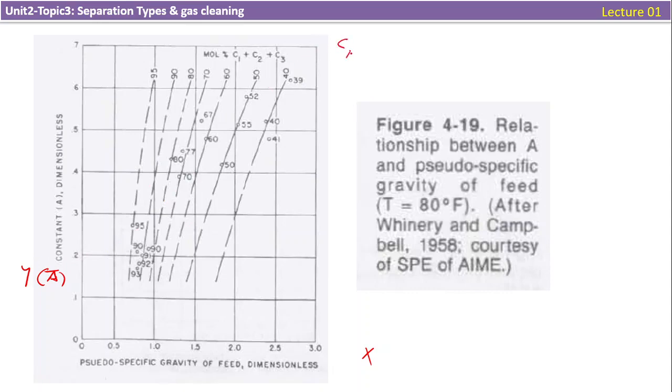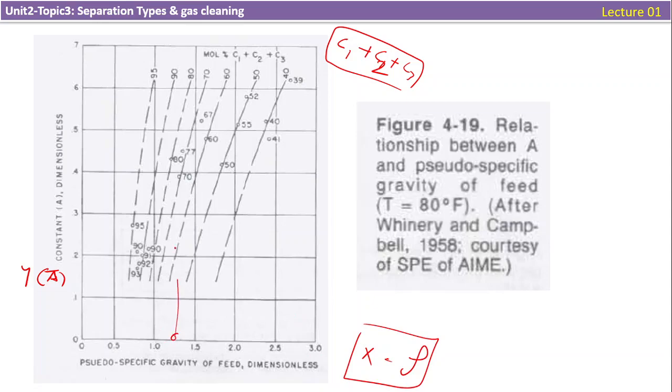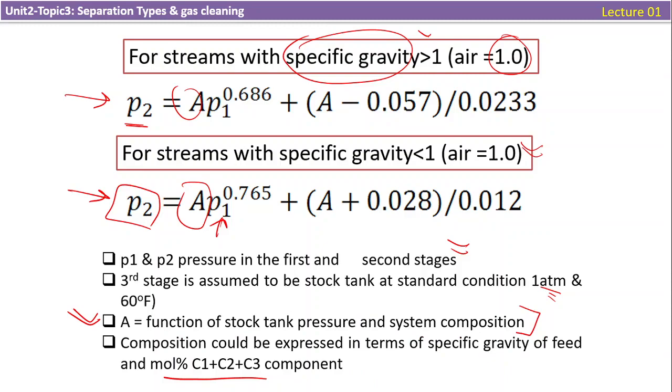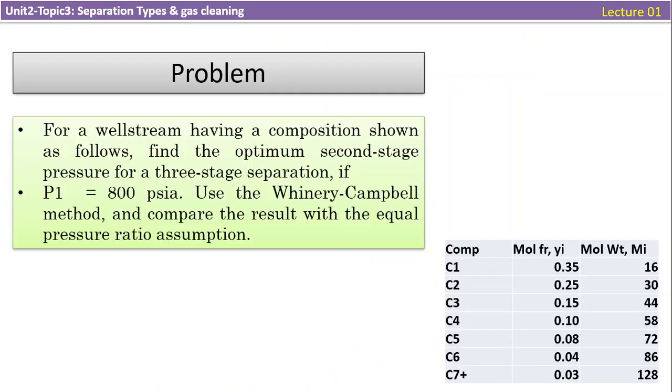These constant lines are nothing but the molar percentage of C1 plus C2 plus C3. You can find these values, and the x-axis is the pseudo specific gravity of the feed. So we have to find the specific gravity of the feed. After the specific gravity, we can go for the percentage of C1, C2, C3, and with the help of these two parameters we can find the value of A. In this way we can find the value of A, and then we can put that value of A in to find the optimum pressure at stage 2. Thank you very much.